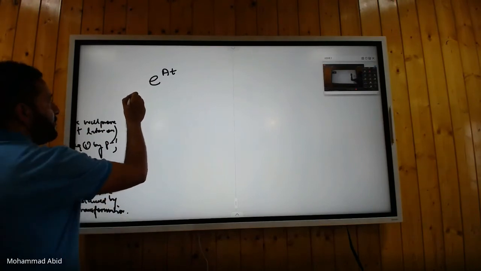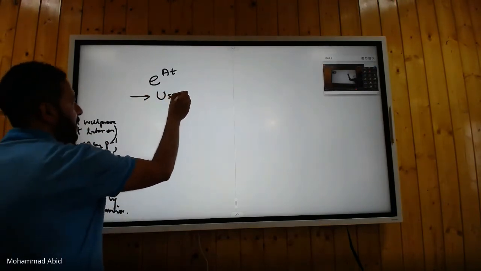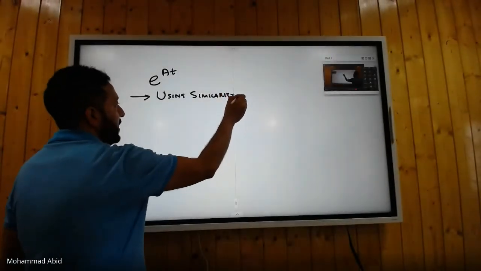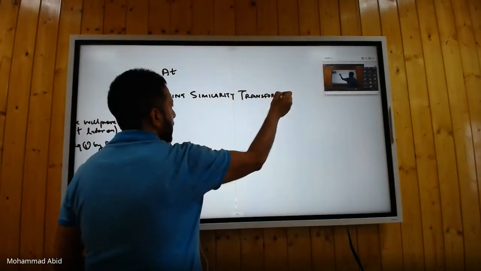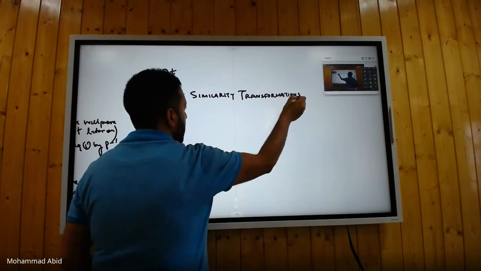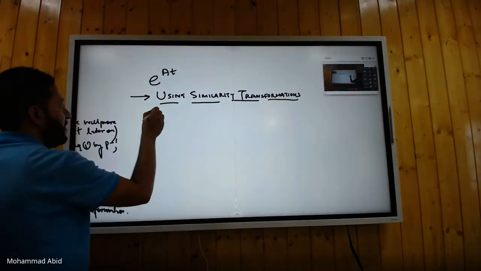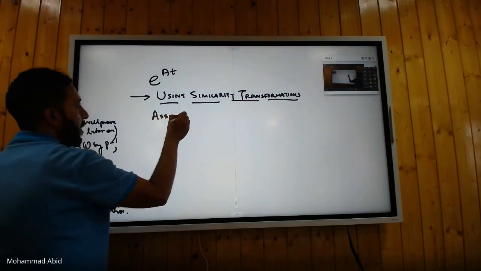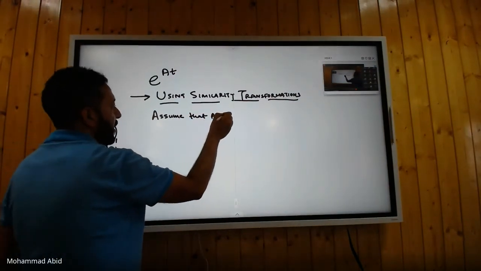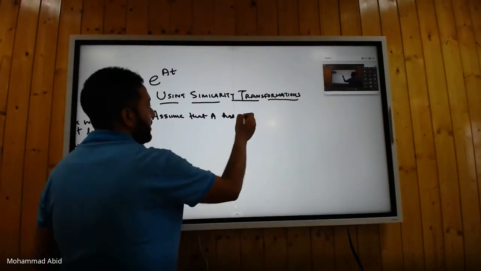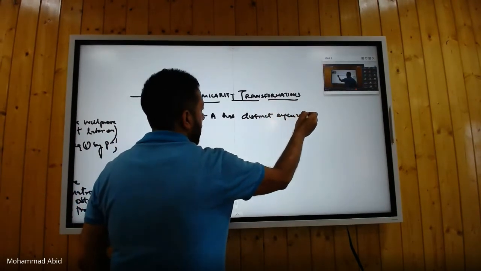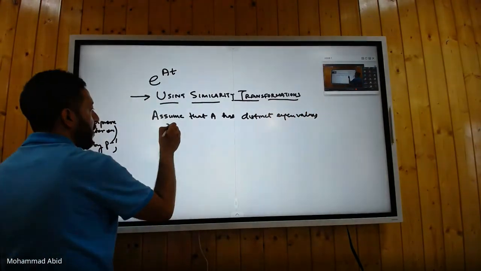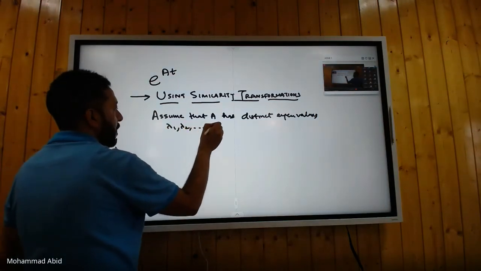So basically, the method that we are using is similarity transformation. यही similarity transformation जो अभी मैंने यहाँ पे आपको define की, किसी भी matrix को diagonalize करने के लिए. Only thing is that we assume that A has distinct eigenvalues, lambda 1, lambda 2, so on, up to lambda n.